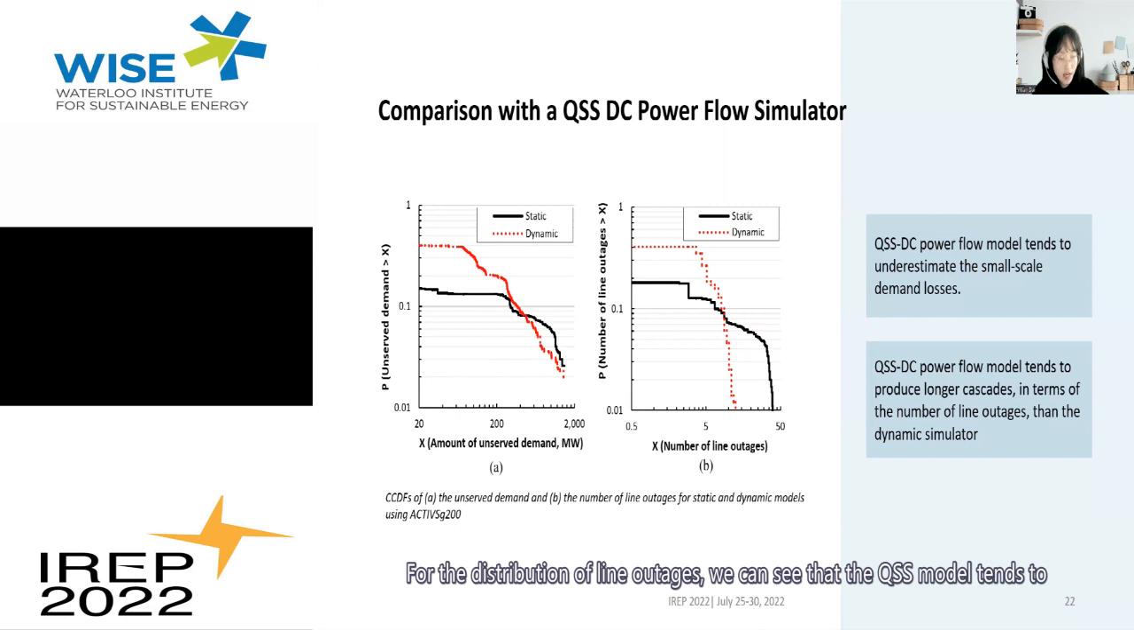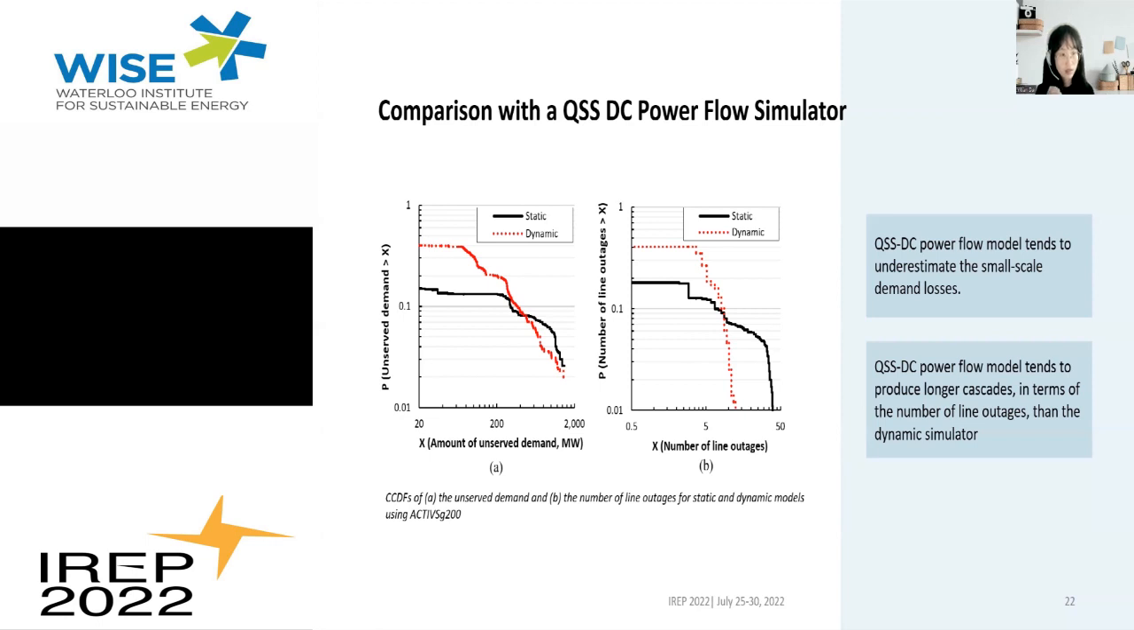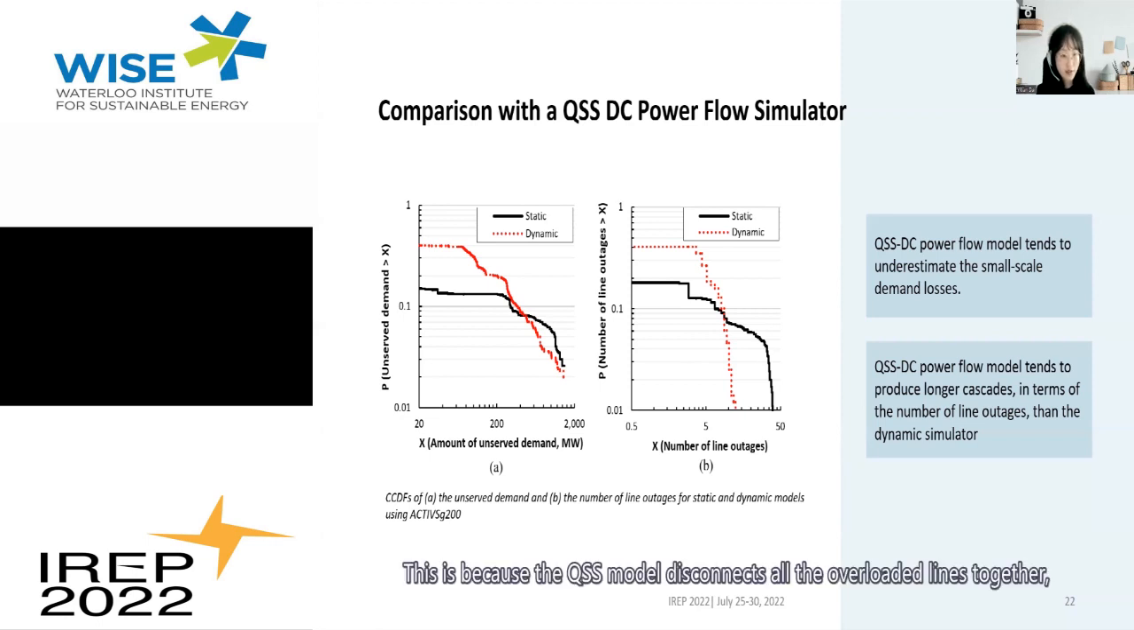For the distribution of line outages, we can see that the QSS model tends to produce longer cascades than the dynamic simulator in terms of the number of line outages. This is because the QSS model will disconnect all the overloaded lines together, while in the dynamic model and actual system operation, the lines with higher loading will be disconnected quicker. In other words, the overload tripping scheme in the QSS model can sometimes lead to unnecessary disconnections of lines.